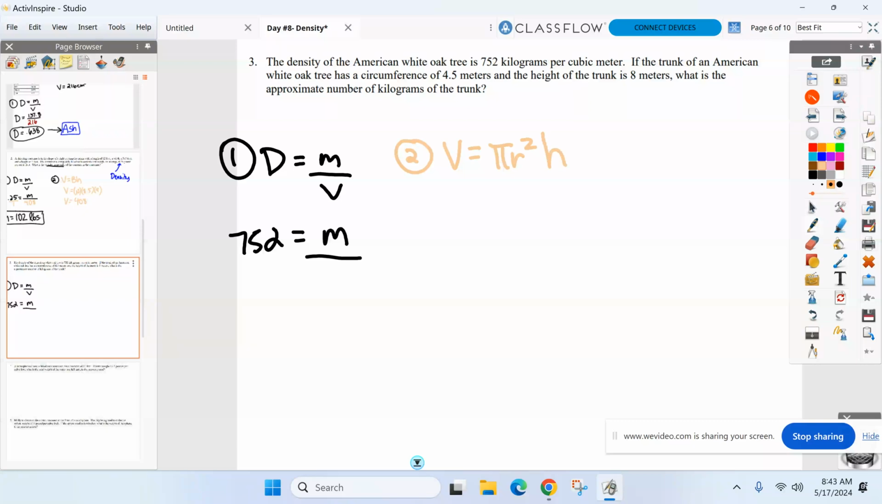We run into a big problem. The only thing I gave you that could be substituted in is the height, 8. We do not have the radius of this tree. True, but we do have the what? Circumference. All right, let's keep talking now.